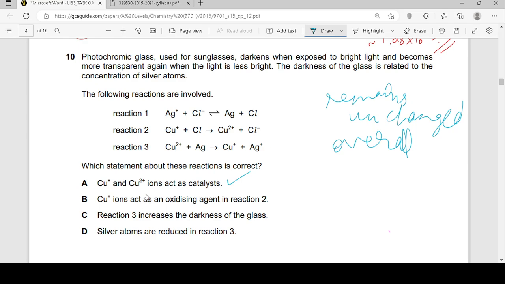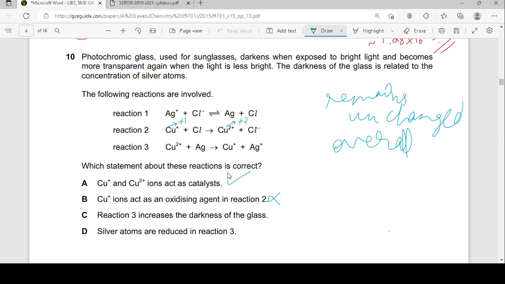So Cu+ ions act as an oxidizing agent in reactant 2? So Cu+ ions go from plus 1 to plus 2. If it goes from plus 1 to plus 2, that means its oxidation state is increasing, right? If it's increasing, that means it is becoming oxidized itself, which means it is reducing the other species. So Cu+ ions cannot be acting as an oxidizing agent, they must be acting as a reducing agent.